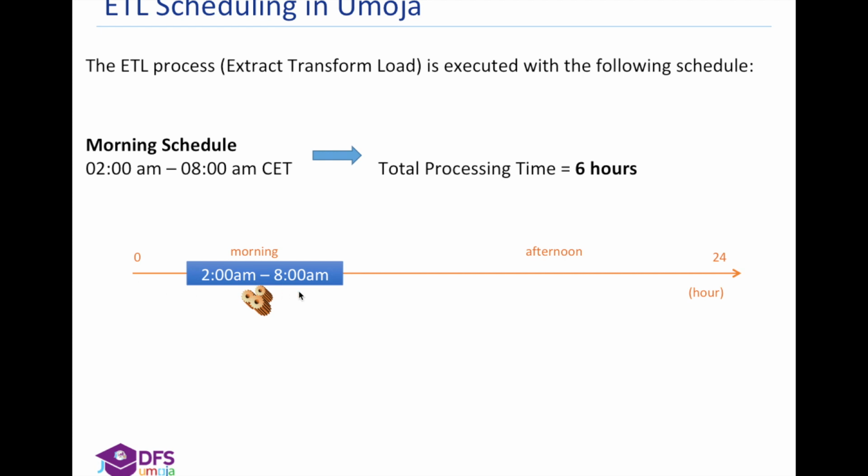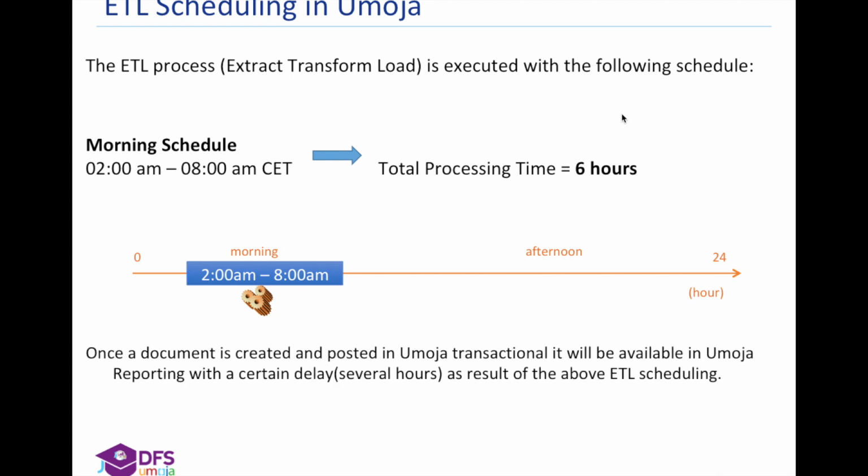But now at 8:01 a.m. of the very next day, you will have this transactional data. So you do not have the live data per se as you do in ECC and SRM, but you will have it the very next day, as this ETL process has to occur, and it takes at least 6 hours for it to occur. So once a document is created and posted in Umoja, as you can see here in the text, it will be available in Umoja reporting with a certain delay, and this certain delay is the one we're looking at here, the 6 hours, as a result of the ETL scheduling. So if you create a document today at 6 p.m., it will be available in the BI reporting tomorrow around 8 a.m., as I've just explained.